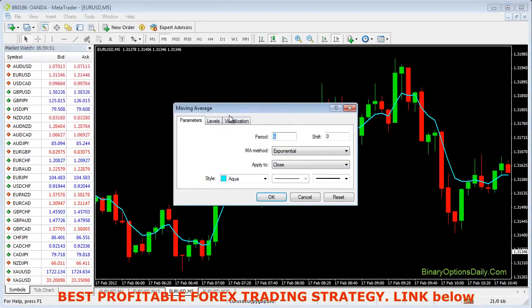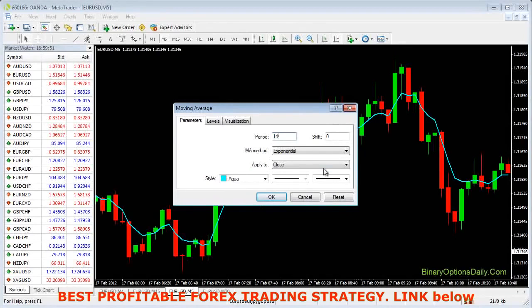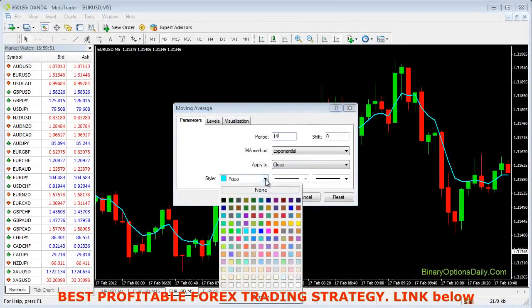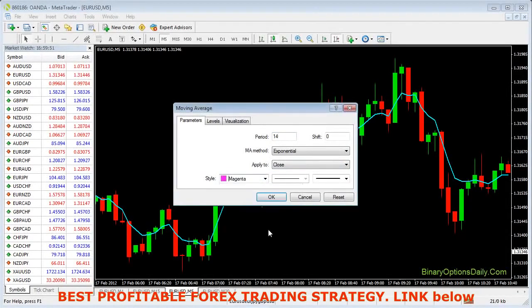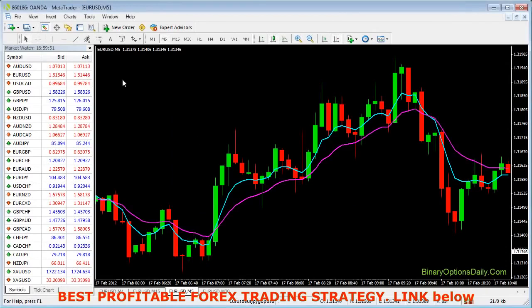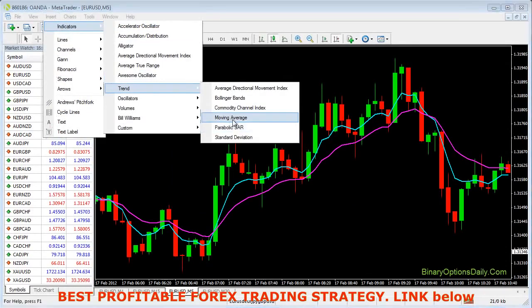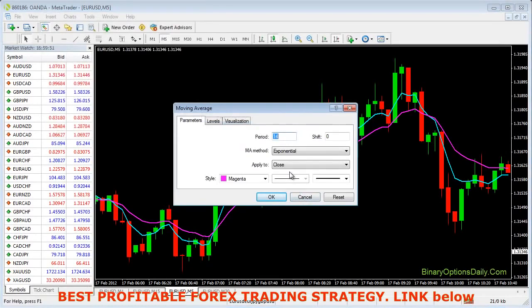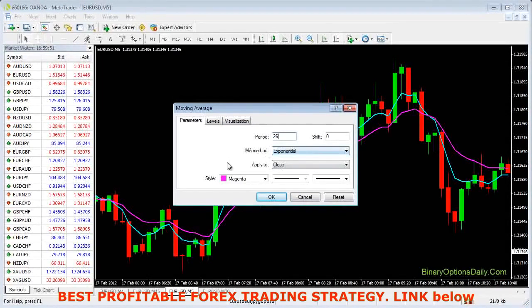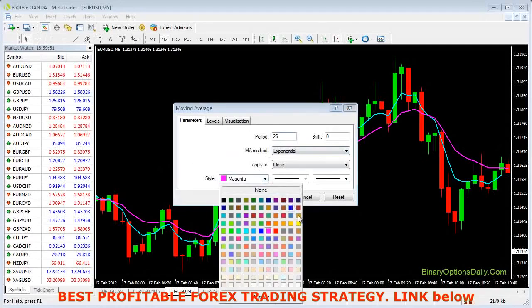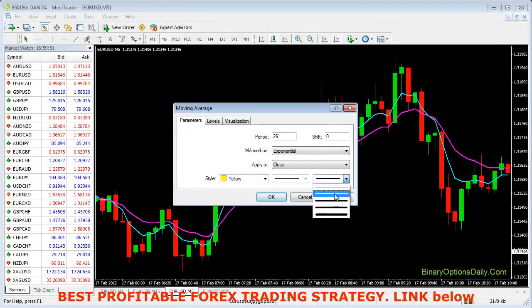Now we need to add 2 more, so we're going to go back to the indicators, trend, moving average, and the next one is going to be a 14-period moving average, and I'm going to be using a magenta line for this one. Again, these are all exponential and applied to close. So I'm going to click OK. And we need to add 1 more. So we're going to go back to indicators, trend, moving average. This one is going to be a 26-period moving average, exponential applied to close. I'm going to choose yellow for this color and make this one just a little bit bigger, and go ahead and click OK.